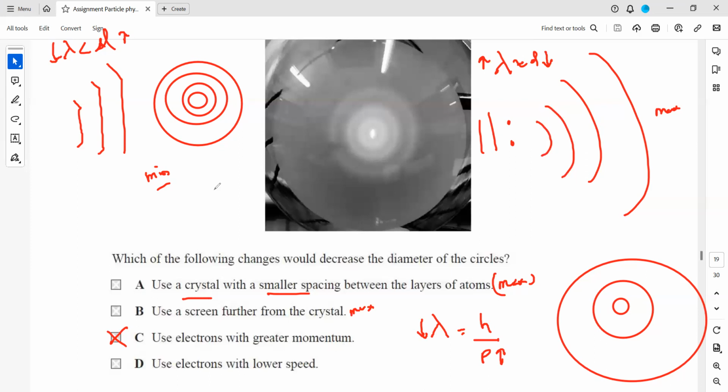And use electrons with a lower speed. If we use electrons with a lower speed, we have the formula lambda equals h over p, or mv. If the speed is smaller, the momentum will be small. If the momentum is small, the wavelength will be longer, and longer wavelengths diffract more than shorter wavelengths. So option C is right. If we use electrons with a greater momentum, the wavelength associated with this electron will be shorter. As a result, the diffraction will be minimum. So longer waves diffract more than shorter waves.